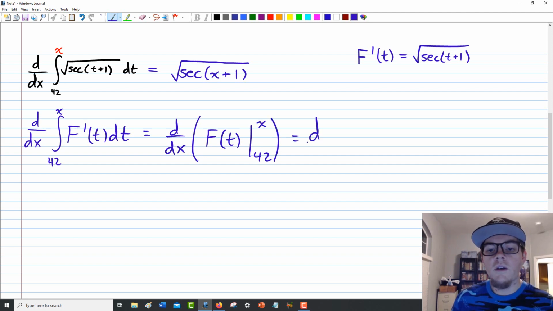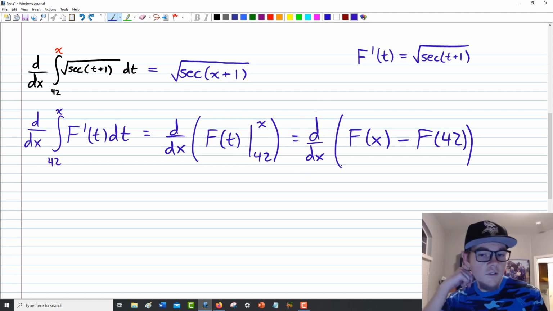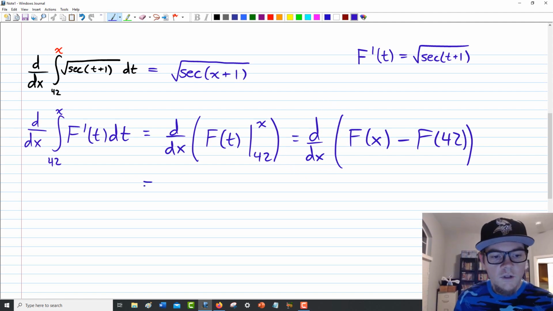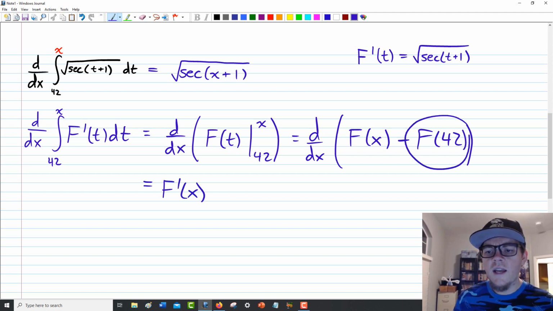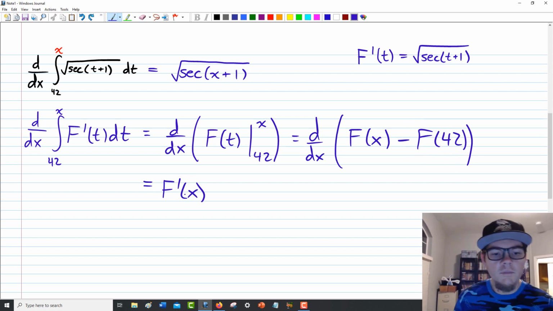From there, we know that the fundamental theorem of calculus says that's equal to capital F of x minus capital F of 42. But keep in mind, we still need to differentiate this expression to finish this off. When we differentiate the first term, we just get capital F prime of x. When we differentiate the second term, that F of 42, we've plugged a number into a function, which makes it a constant. So this then becomes just 0.